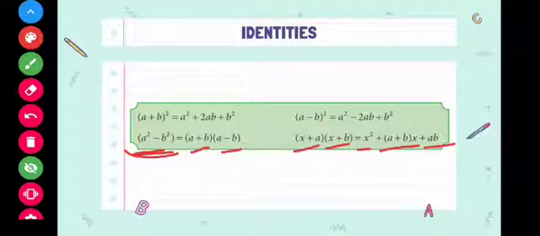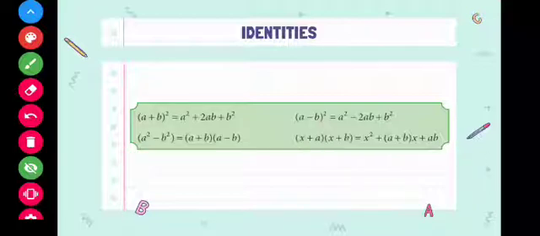You can pause the screen and write this down for sure. You have to write this in your notebook, because these are really important identities which you will be using further in this chapter and in further standards also. So let's get into solving some problems using these identities.